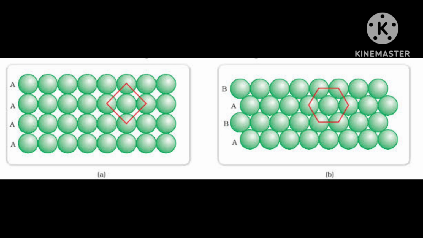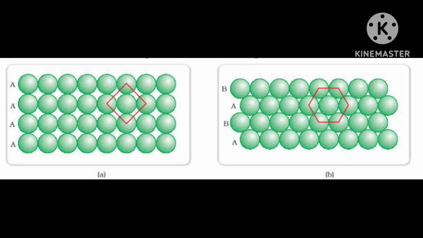The second row may be placed above the first one in a staggered manner, such that its spheres fit in the depression of the first row. Depression means the gap that was there; that is called depression.